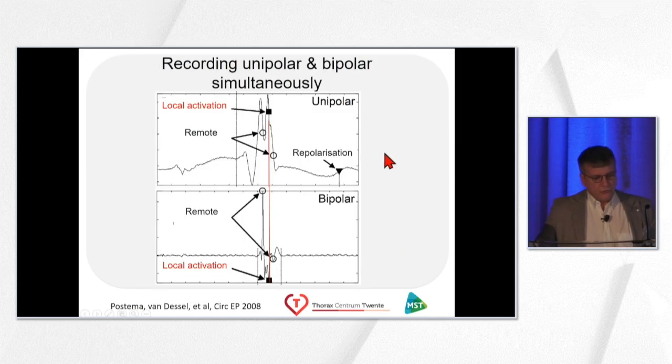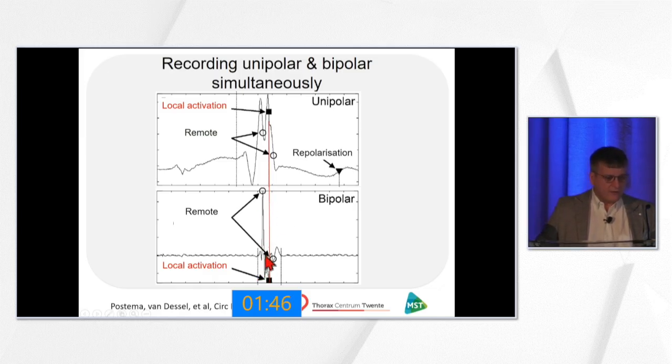Well, how do you do that best in practice? Here you see an example of a mapping we did in the RVOT of a patient with Brugada syndrome. You see a complex unipolar electrogram with multiple deflections, and this one is clearly the sharpest, so we call this the local activation. And if you look at the bipolar electrogram, there are also more deflections, and in this case it is not the largest positive deflection that is local activation, but actually the largest negative deflection.